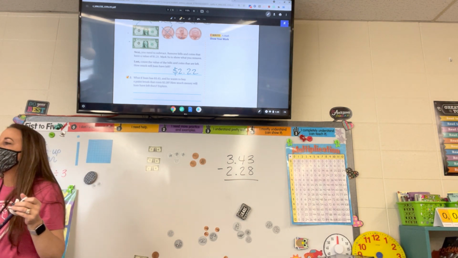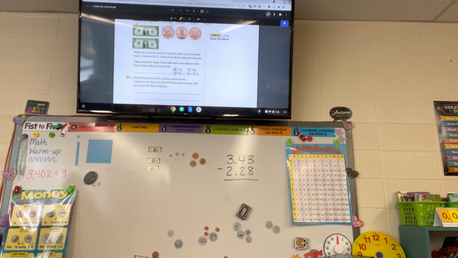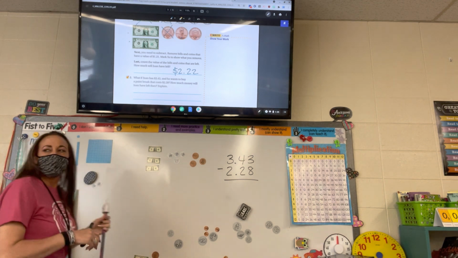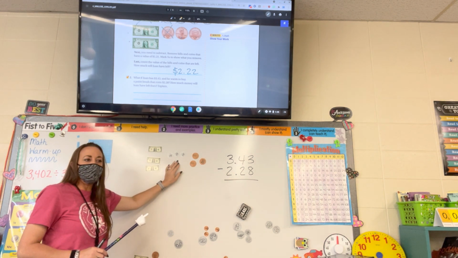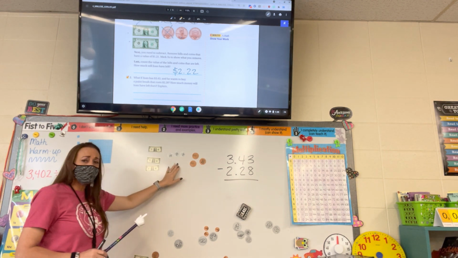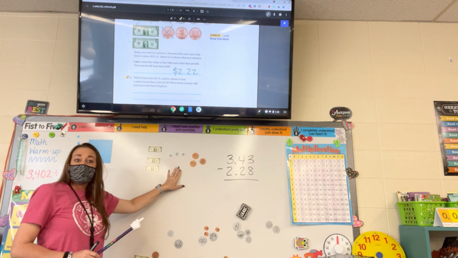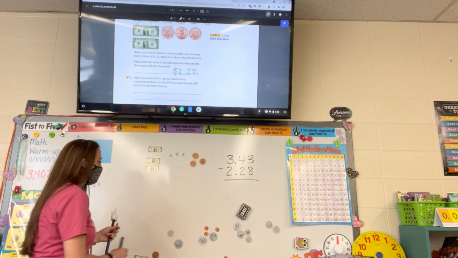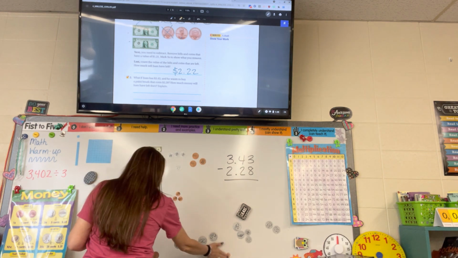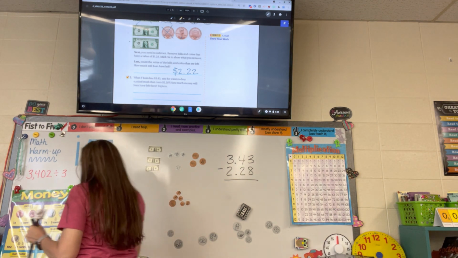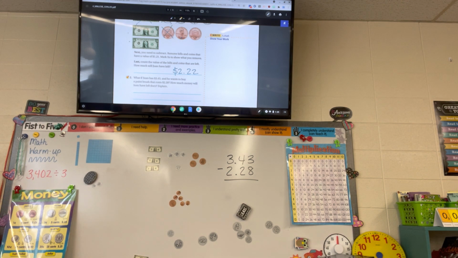One word begins with an R. Don't know? Ethan? Regroup. We have to regroup. Okay? We take this 10 and switch it out for 10 pennies. 10 pennies, right? So that's one way to do it. So 3, 4, 5, 6. I need to get 1 more pennies.